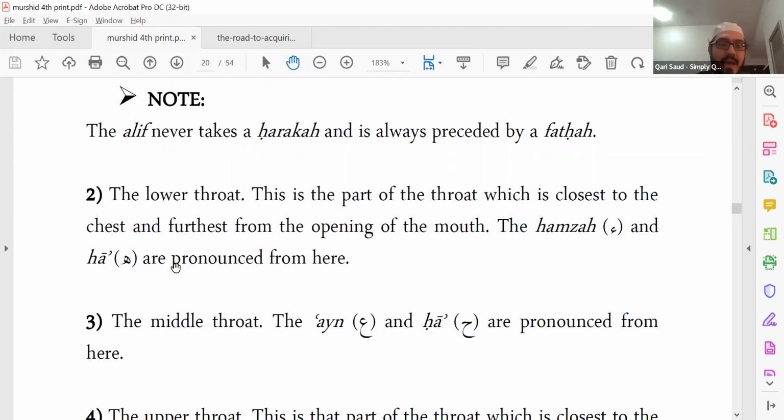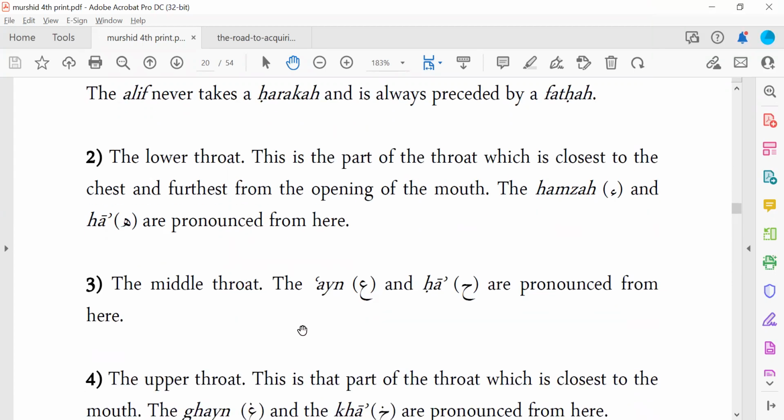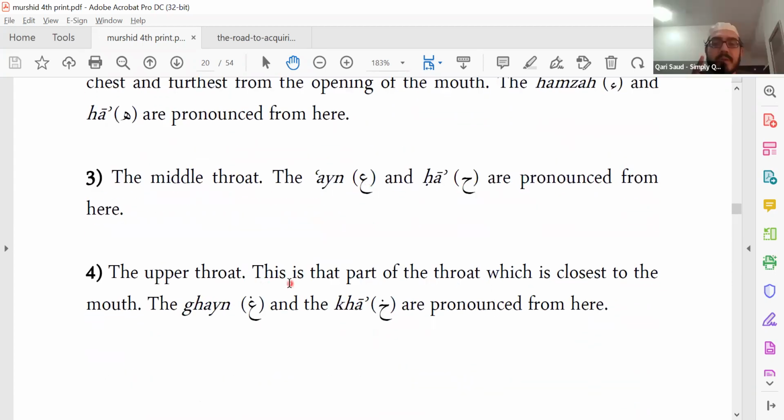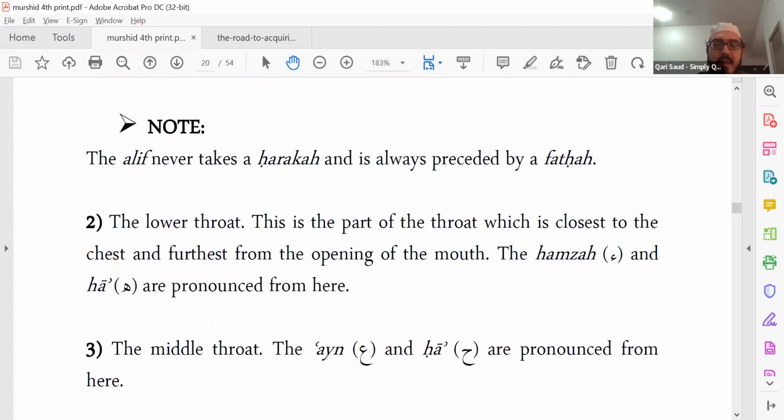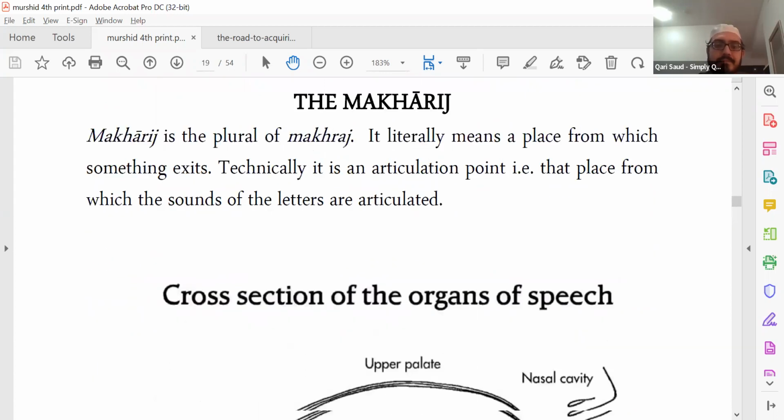The hamza and ha are pronounced here. Hamza. Ha. Okay. The upper part of the throat, this is that part of the throat which is closest to the mouth. The ghayn and kha are pronounced from here. Ghayn and kha. Okay. So let's go here now.